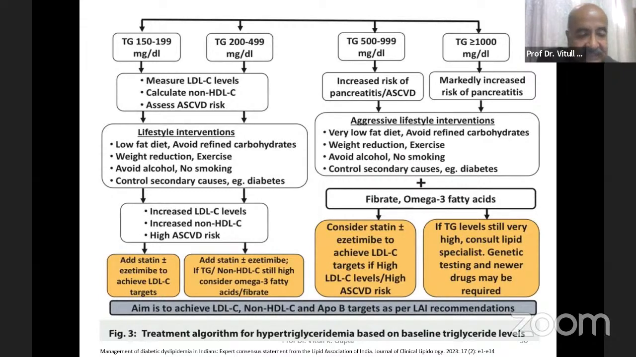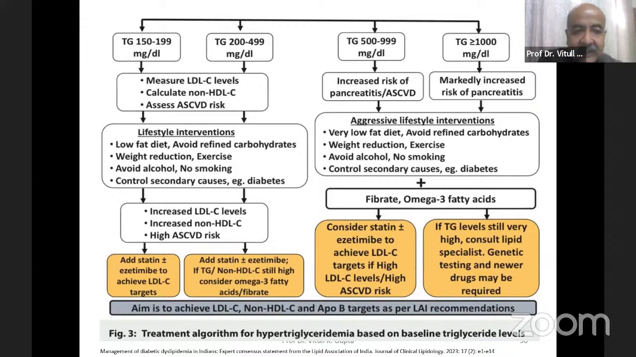depending upon the risk stratification, whether it is mild, moderate, high risk, or extremely high risk category A or category B. And we add statin plus ezetimibe if triglyceride or non-HDL-C levels are still high. Then we consider specific therapy consisting of omega-3 fatty acids or fibrates.